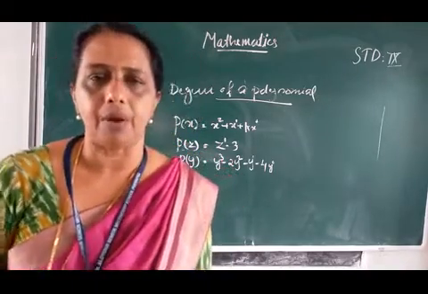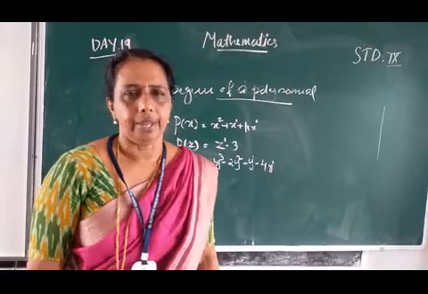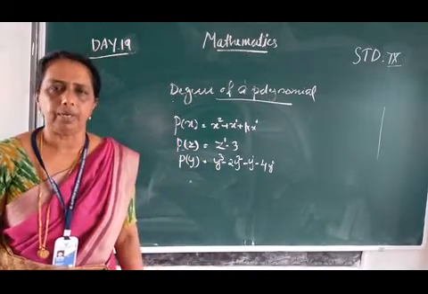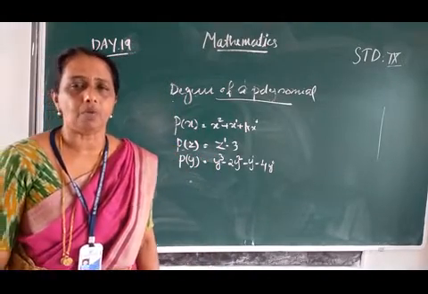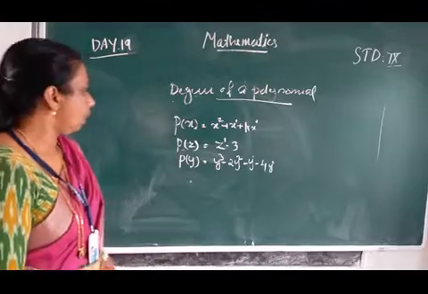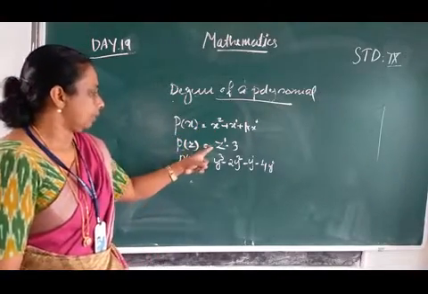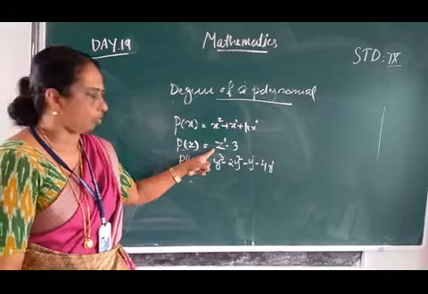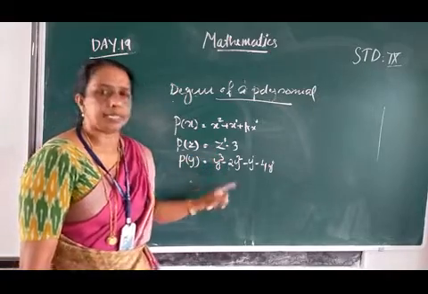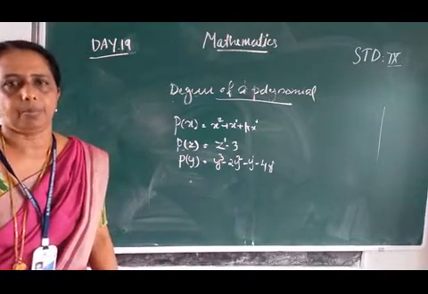The highest power of the variable in a polynomial is called the degree of the polynomial. Therefore, the highest one is 2. This is a second degree polynomial. Highest one is 1. This is a first degree polynomial. And highest one is 3. This is a third degree polynomial.